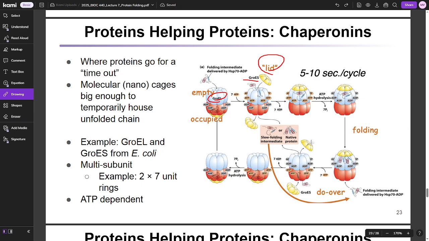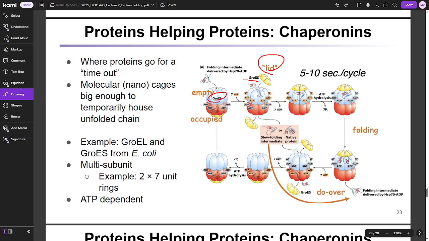Also, just remember that I forgot to mention that over here, the cap is removed and the refolded protein is removed. Basically, this ATP hydrolysis is what actually causes the protein to be refolded again.